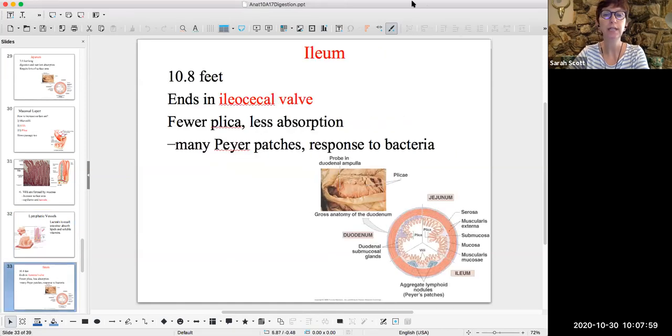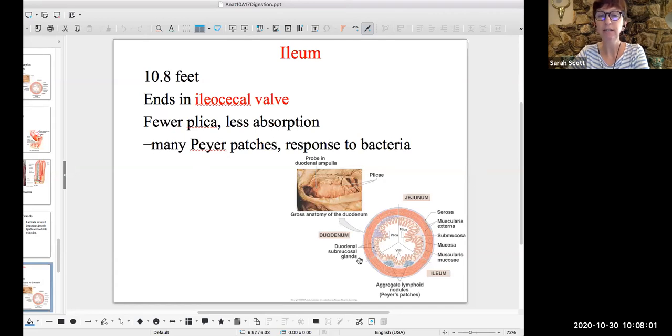And as you move to the ileum, there's less of a functional emphasis on absorption. And you start seeing those Peyer's patches, and that's what we call these nodules here. So these Peyer's patches are found throughout the digestive system, but they're most common in the ileum and into the large intestine.